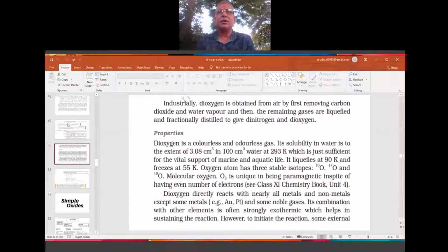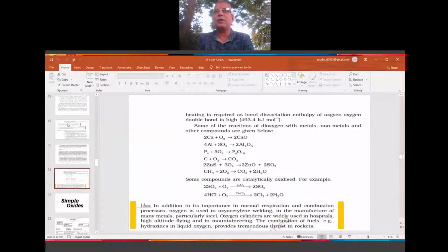Now the important part is the chemical properties, because it is oxygen. Whenever oxygen reacts with any element, whether metal, non-metal or metalloid, the expected product is oxide. Oxide. So when oxygen reacts with any element, it is most reactive, and we get the oxide. Here are some examples.